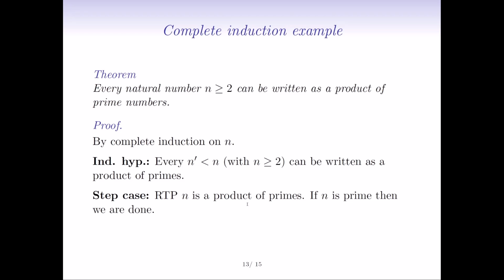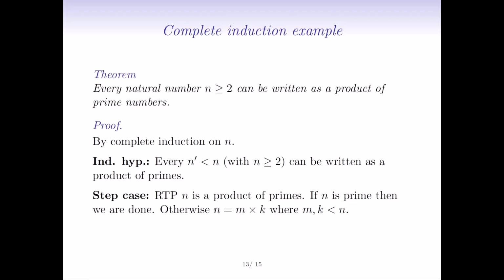Otherwise, it's not prime. Remember our law of excluded middle, A or not A is true for every A, so it's either prime or not. So if it's prime, we're done. If it's not, then it must be divisible by something.